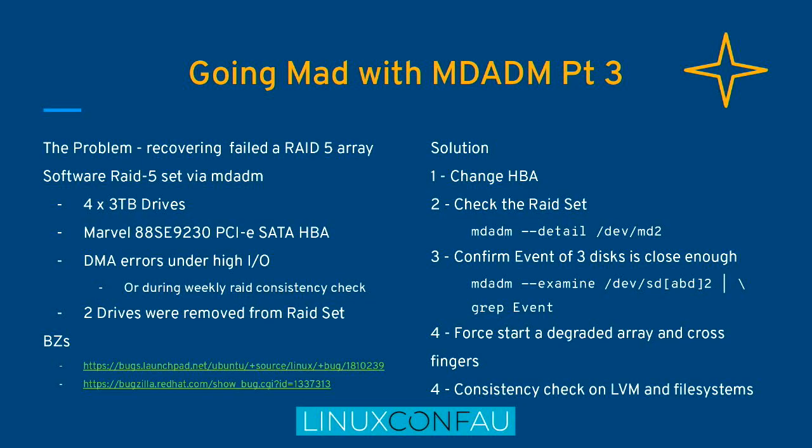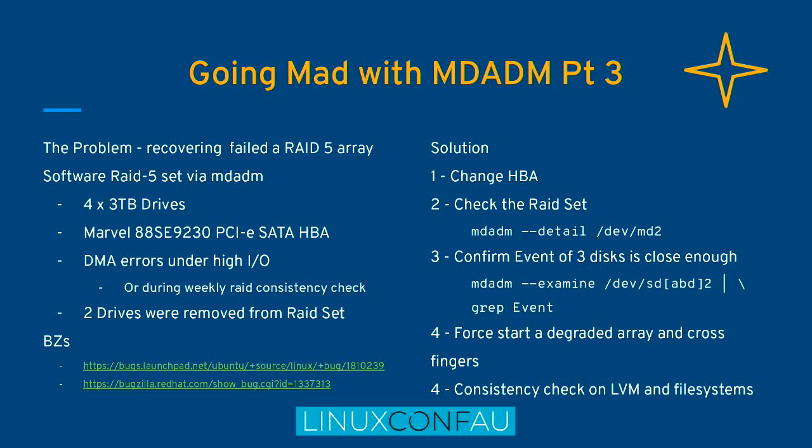So early one Sunday morning, while it was performing the RAID set check, 2 drives got booted from the array. Ouch. Solution, we changed the HBA, we looked at the RAID set, looked at its health. Now, we could go into recovery mode, but at this point, we were looking at trying to recover about 8 terabytes of data. It would take a while to do a full recovery.